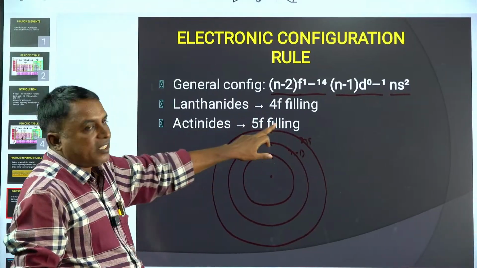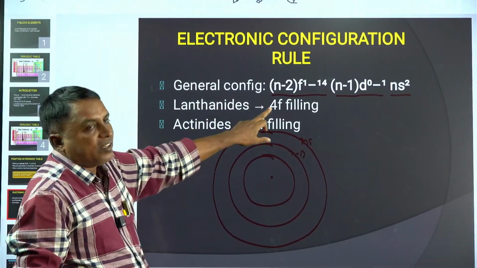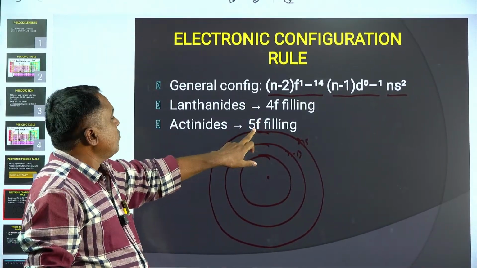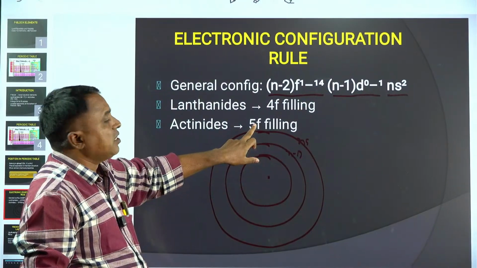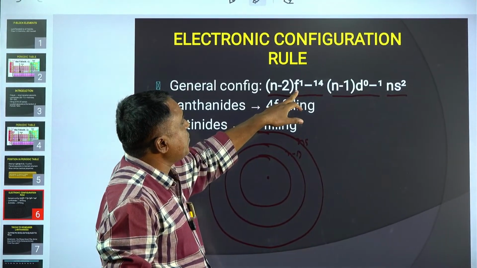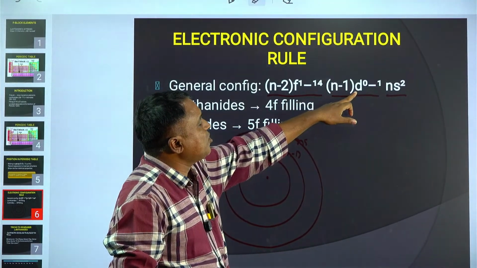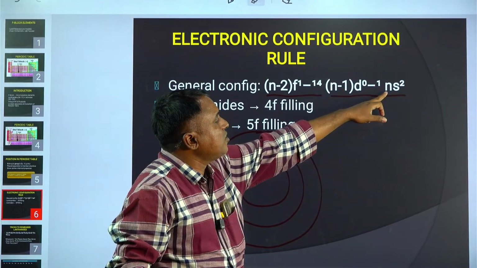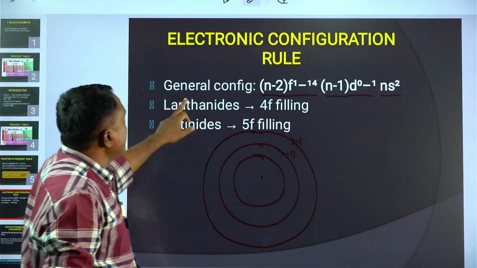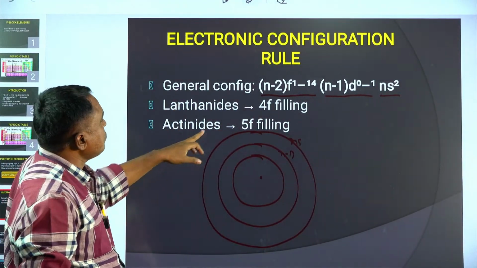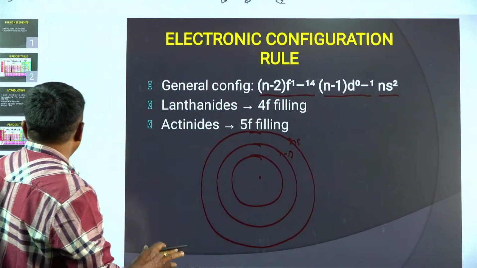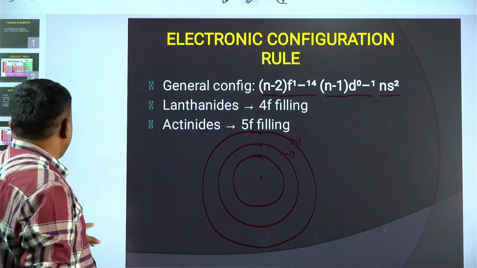Actinides are the 5f series of elements, whereas lanthanides are the 4f series of elements, because the period number is 6 for lanthanides, whereas in case of actinides the period number is 7. So 7 minus 2 means 5f. 7 minus 1 means 6d0 to 1. For lanthanides, n is equal to 6, which means 6s2. In case of actinides, n is equal to 7. So this is the electron configuration.